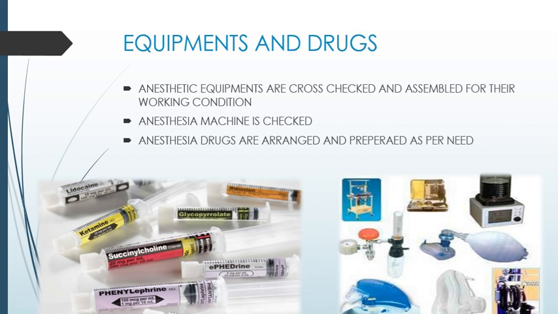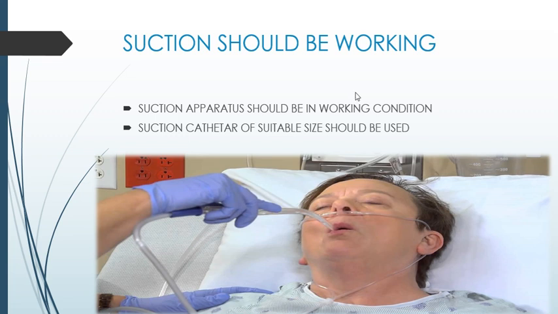Then anesthesia drugs should be arranged and prepared as per the need. Various anesthesia drugs and gases, depending upon the patient's age and type of surgery, should be arranged beforehand. Next, suction should be working. If the patient has to undergo general anesthesia, the suction apparatus should be in working condition. A suction catheter of suitable size should be used. Before commencing anesthesia, the working condition of the suction machine should be checked.